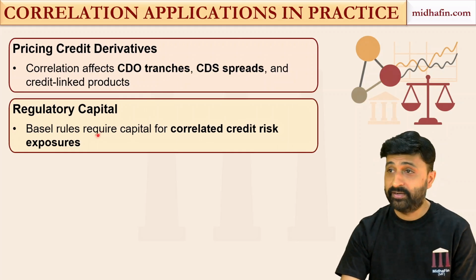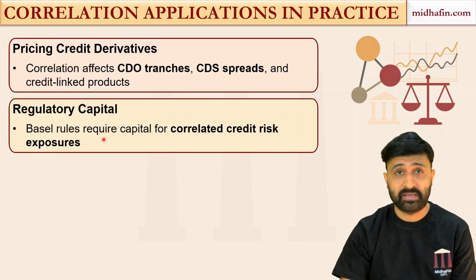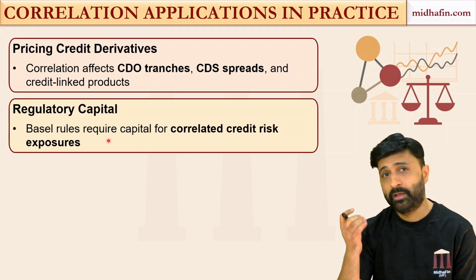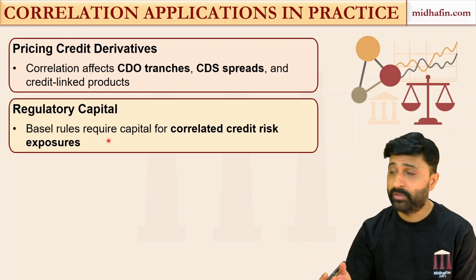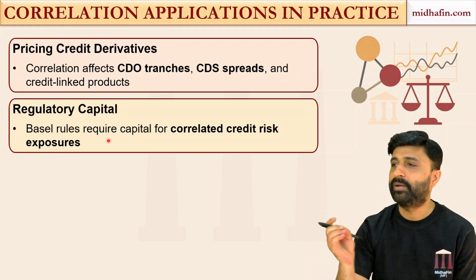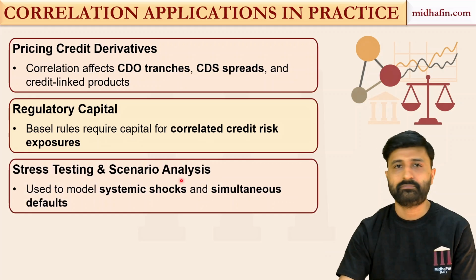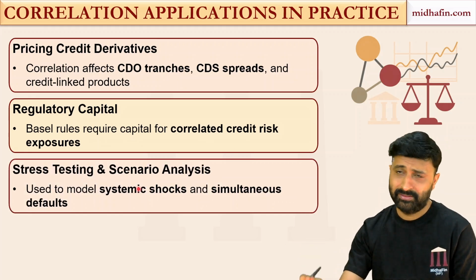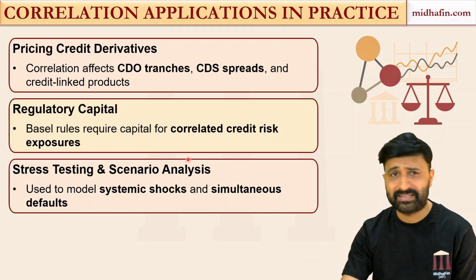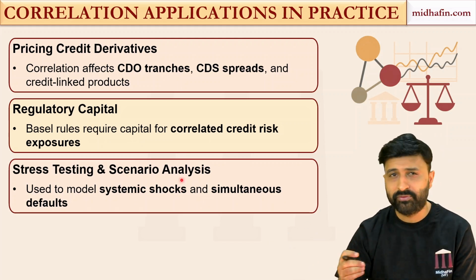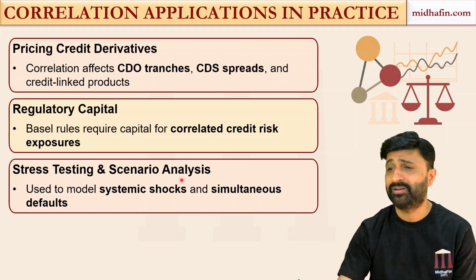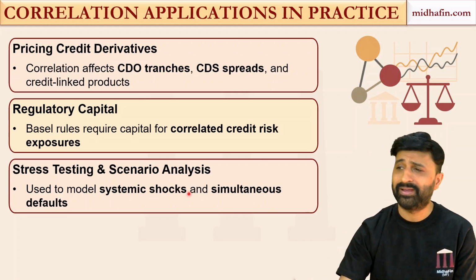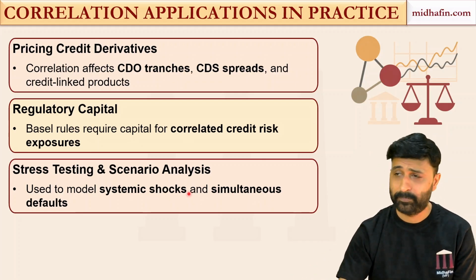Regulatory capital. See, under the Basel 3 frameworks, regulators require banks to hold more capital when exposures are correlated. Why? Because one large default can quickly become a systemic event. Then stress testing and scenario analysis. Default correlation also drives stress testing, where we simulate how defaults might cluster during recessions or credit crunches. It helps to identify vulnerabilities before any real crisis hits.